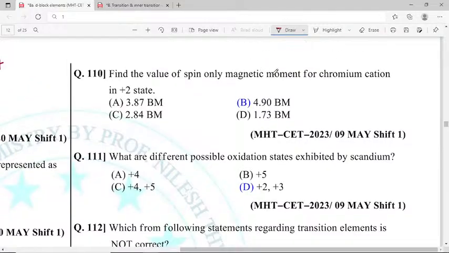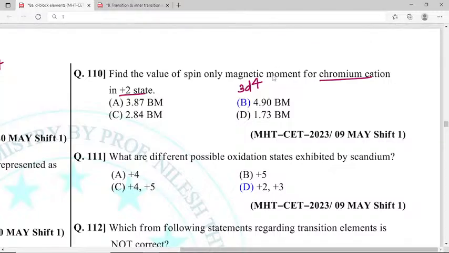Next, find the value of spin only magnetic moment of chromium cation plus 2. Chromium plus 2 has a 3d4 electronic configuration, so the value is 4.90.